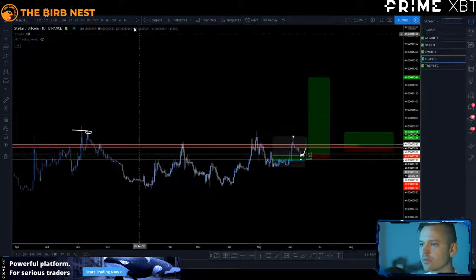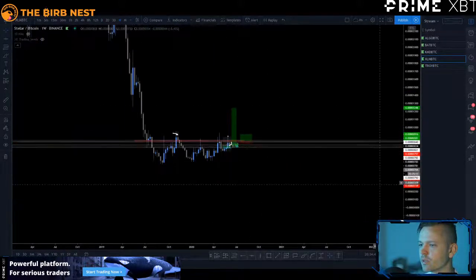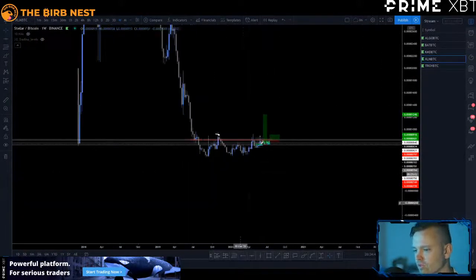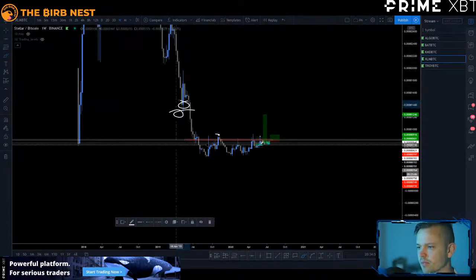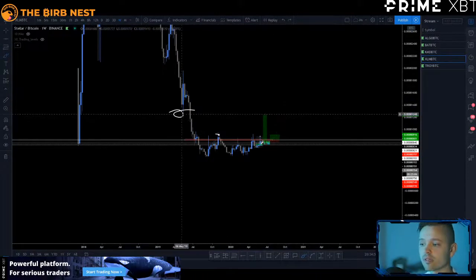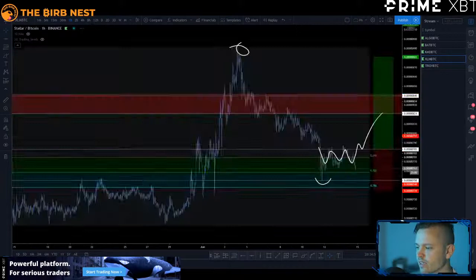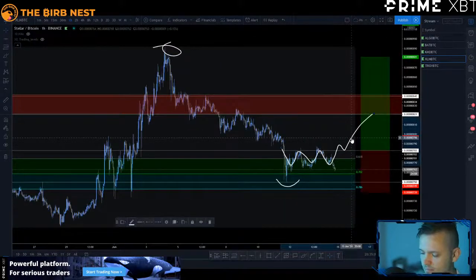I mean, this one could work out too, because if you look at the weekly, we have like no resistance until we come up and test this area. So if Stellar moves, it would be very, very nice to have an entry down in this area.